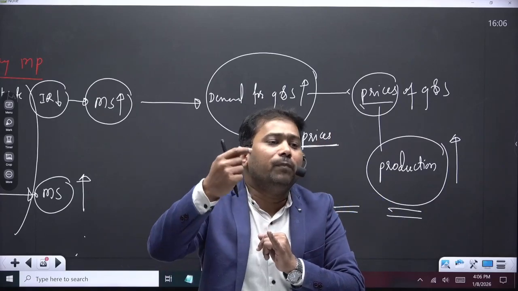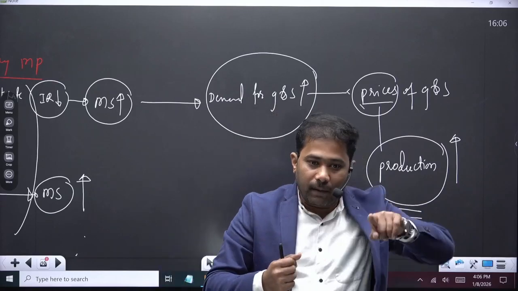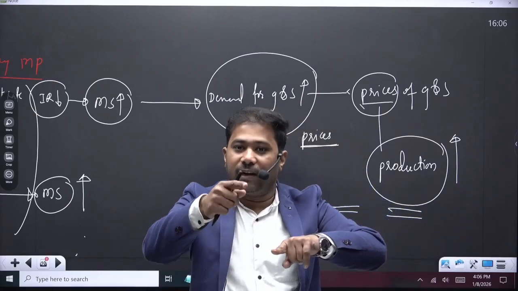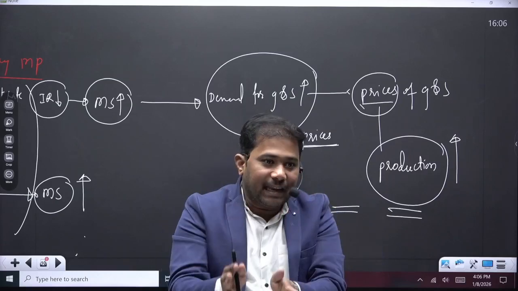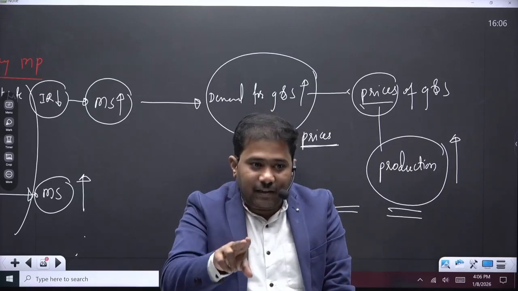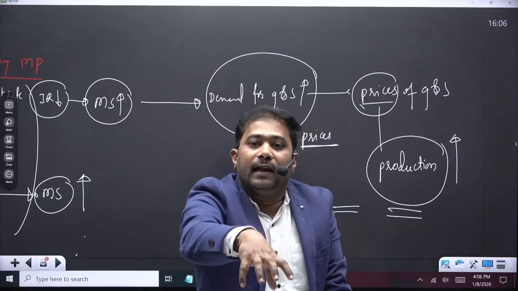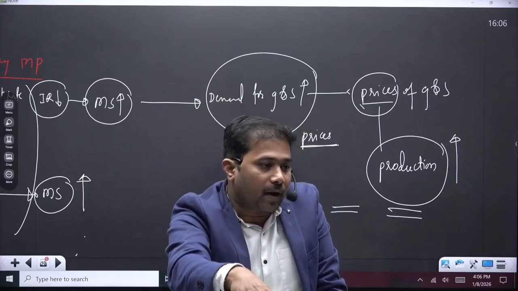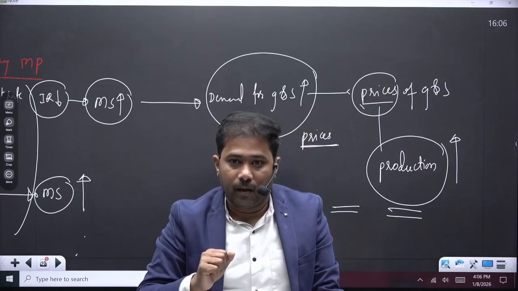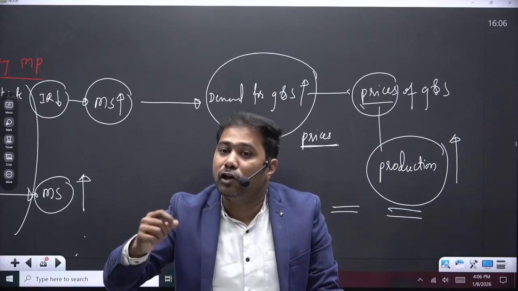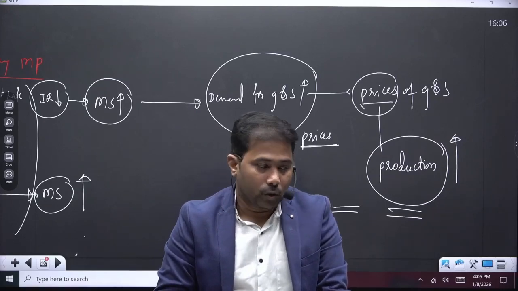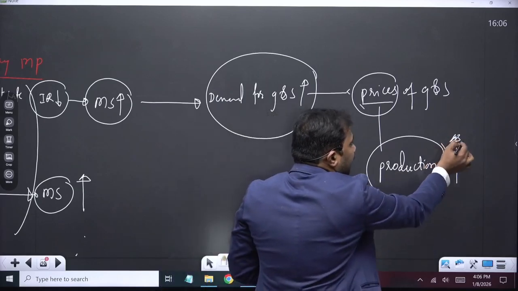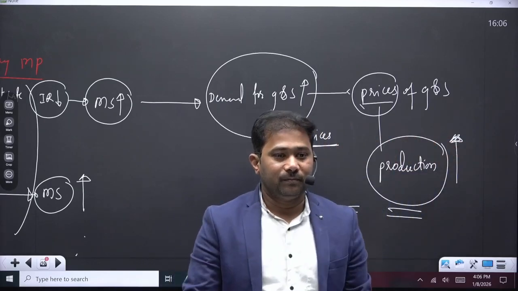Like iPhone, why are they bringing up new versions of iPhone? Demand is there, right? They will increase the price. If there is an increase in price, the reason for production is they are getting a good price for that particular item. That's the reason Apple is bringing new versions here. So the production is increasing.